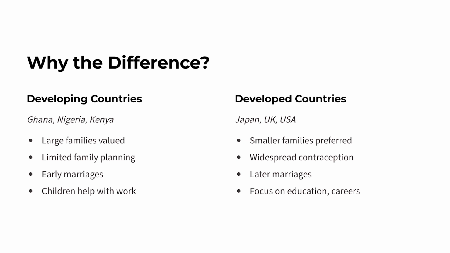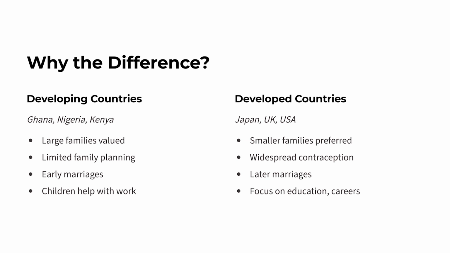In addition, early marriages are more common. When girls marry early, they start having children earlier and usually have more of them. All these reasons make birth rates high, and when birth rates are high, the population grows faster.